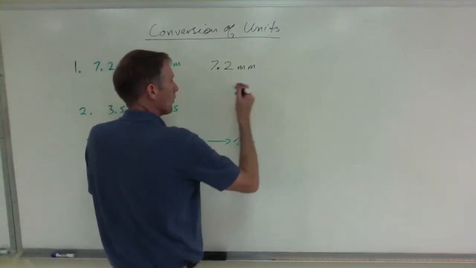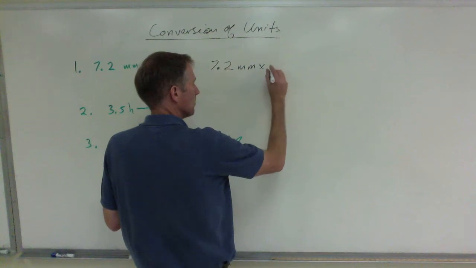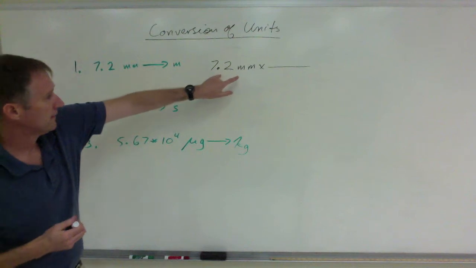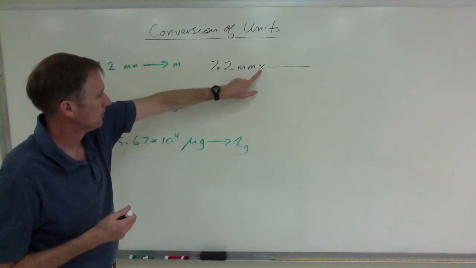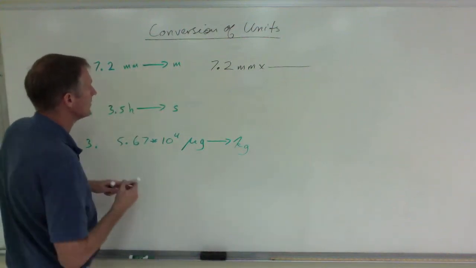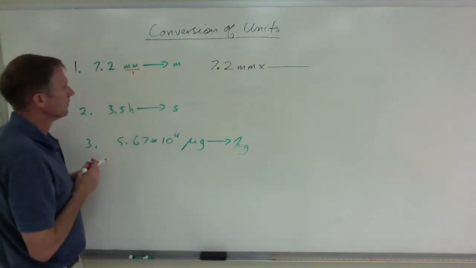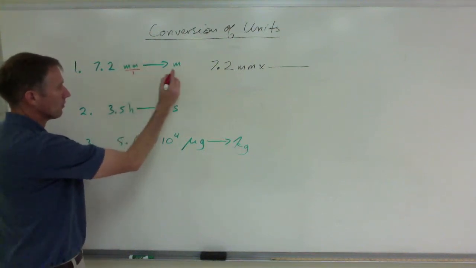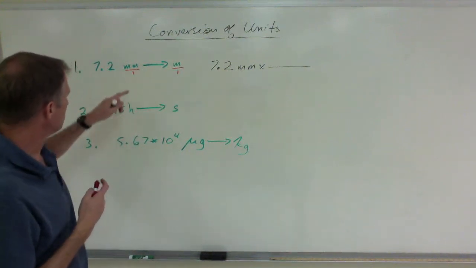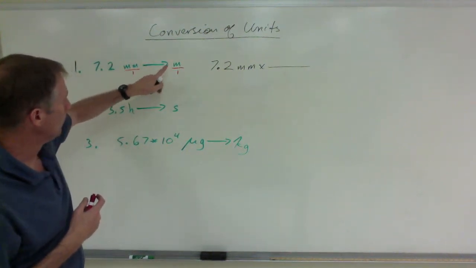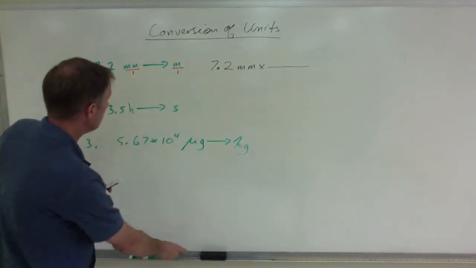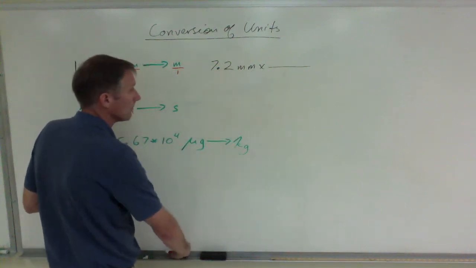7.2 millimeters. Write down the times symbol and a line. Now, notice that this is in the numerator, although you don't normally put that over 1, but that's millimeters over 1, just like this is meters over 1. So it's not 1 over meters, it's meters over 1. So I start out with the millimeters in the numerator, and I want to end up with meters in the numerator.